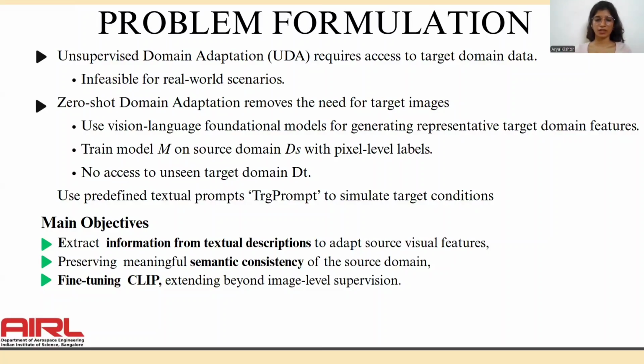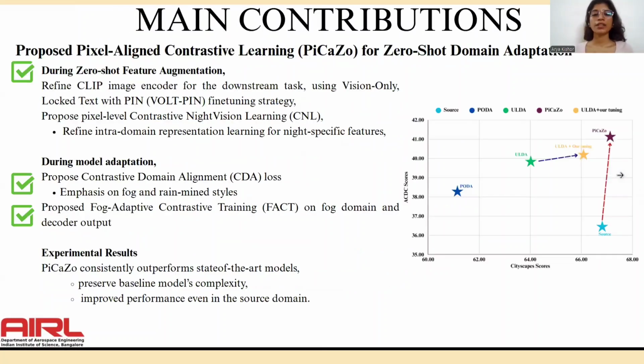Our main objectives are, first, to extract the information from the text description to adapt the visual source features. Second, to preserve the semantic consistency for the source domain. And third, to extend the backbone for segmentation by fine-tuning the encoder. These are our main contributions proposed in PiCaZo.